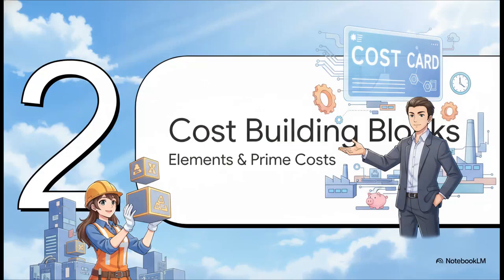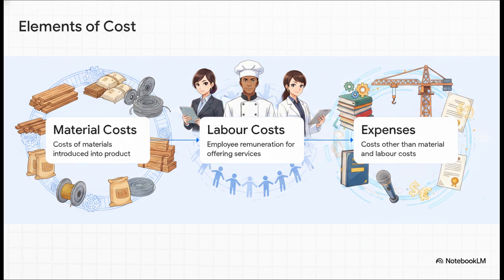Moving on to section 2, cost building blocks. We're looking at elements and prime costs. So, to build out our ultimate cost card, we have to realize that no matter how massive or complex a business gets, every single cost boils down to one of 3 basic buckets. Step 1, material costs. Think raw materials. Step 2 is labor costs, which is just employee remuneration, like staff wages. And step 3 is expenses. This is basically the catch-all for everything else, like renting special equipment or paying out royalties.